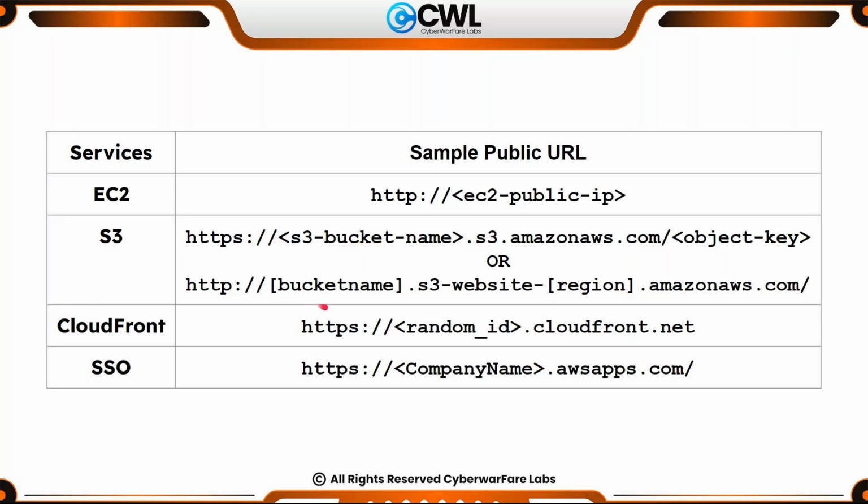Next, we have the other structure of the S3 bucket, which is bucket name .s3-website with the region .amazonaws.com. Next, we have CloudFront. For CloudFront, we have some random ID .cloudfront.net. And last, we have SSO, which is single sign-on. For this, we have company name .awsapps.com. So you can conduct various web-based searches using tools like Shodan and Censys on it. Alternatively, you can also utilize Google and GitHub Docs to gather more information via these URLs.